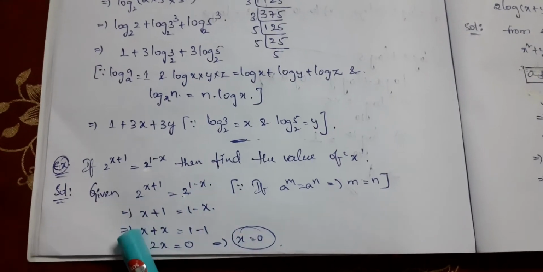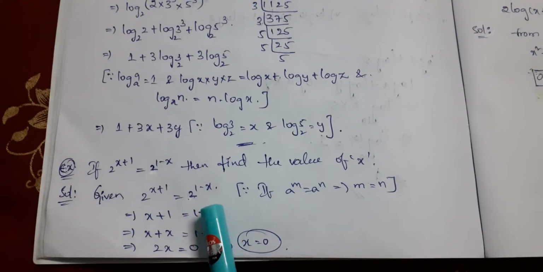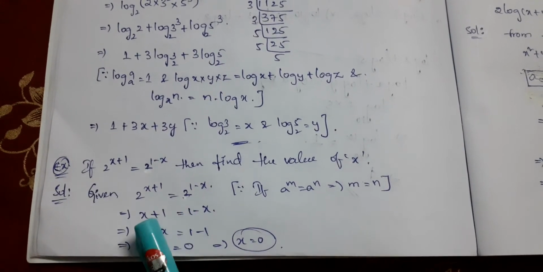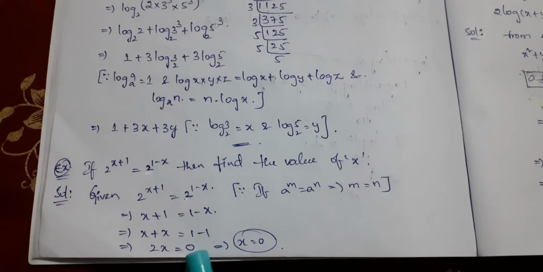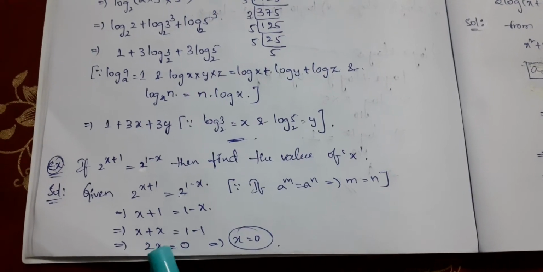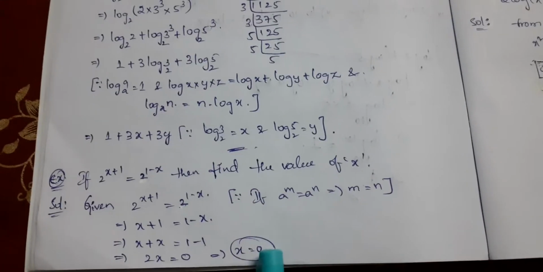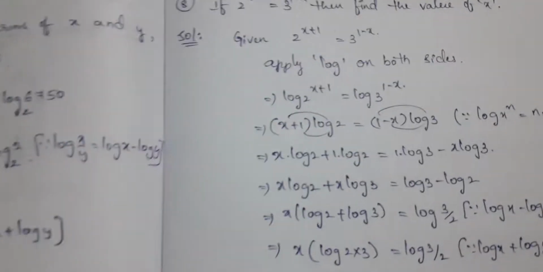Again, transposing x to the other side. Here minus x becomes plus x, x plus x is 2x. Again here, 1 plus 1 becomes minus 1, then 1 minus 1 is equal to 0. If you transpose this 2 to the other side, it becomes division. So that's why the x value is also 0.